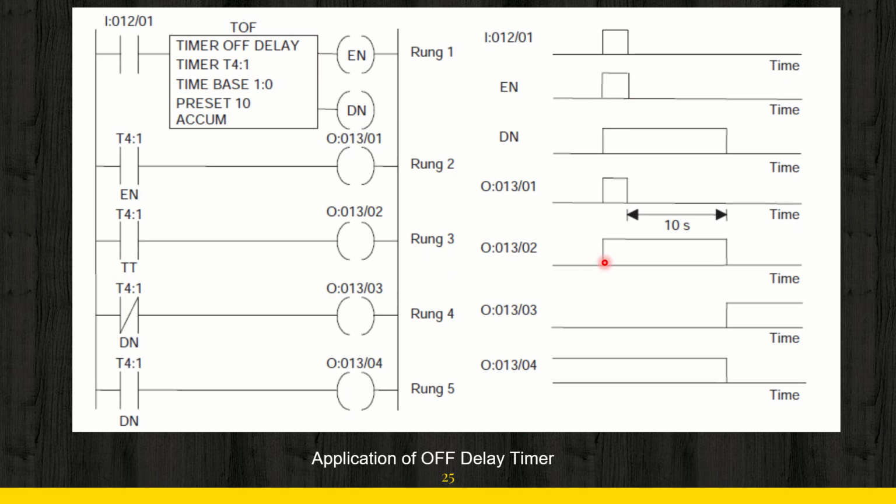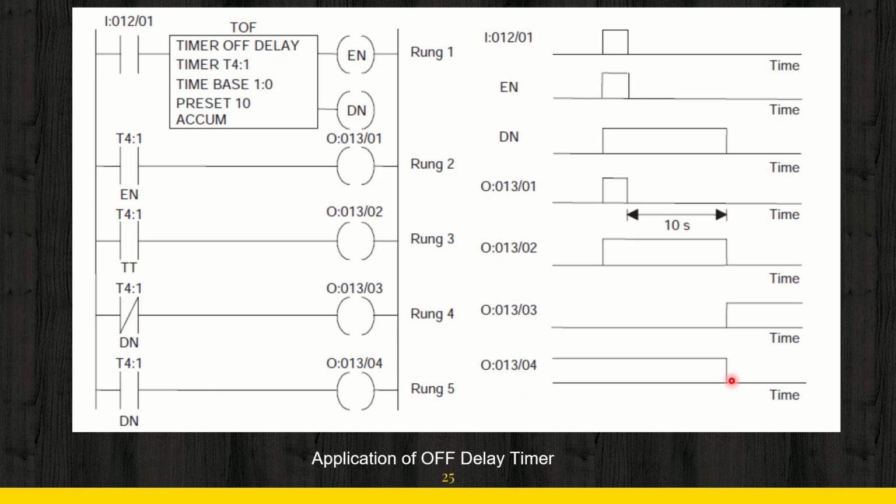You can see here this will remain high for the entire period of operation, that is the enable period plus the delay period. Then you can see here actually you first consider the rung 5. Here we have used the done bit. Now you can see what will happen with the done bit. Okay, here this output. So the done bit will remain high for the entire operation.